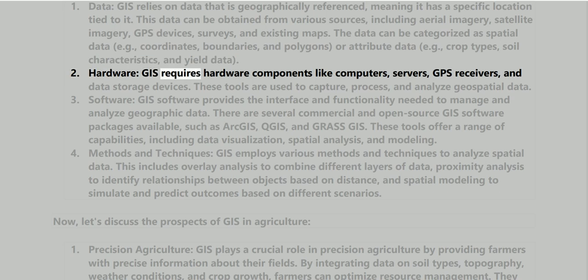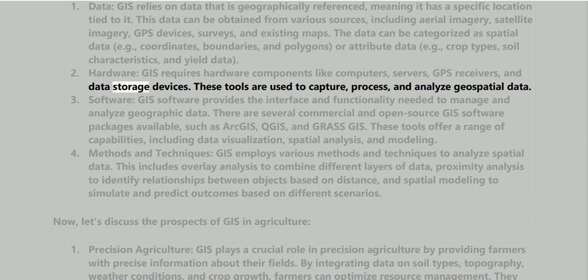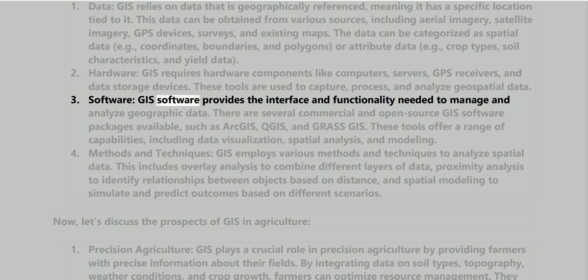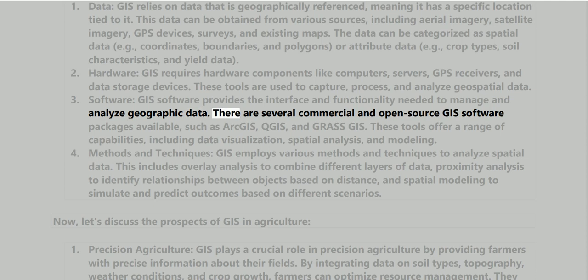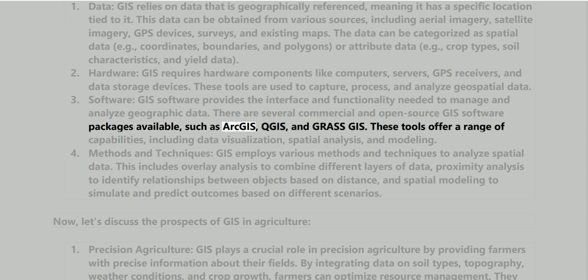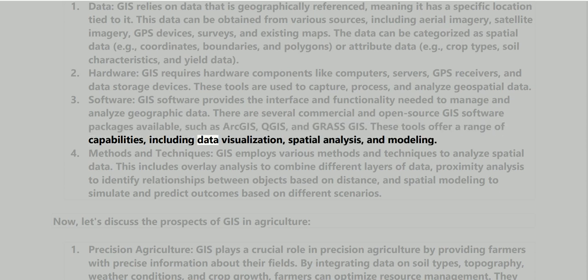2. Hardware. GIS requires hardware components like computers, servers, GPS receivers, and data storage devices. These tools are used to capture, process, and analyze geospatial data. 3. Software. GIS software provides the interface and functionality needed to manage and analyze geographic data. There are several commercial and open-source GIS software packages available, such as ArcGIS, QGIS, and GrassGIS. These tools offer a range of capabilities, including data visualization, spatial analysis, and modeling.